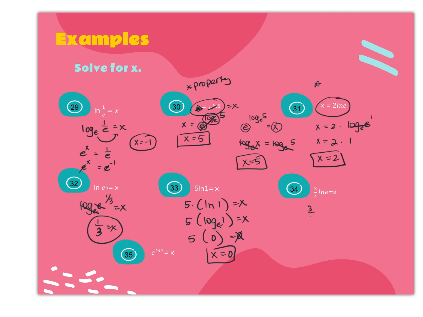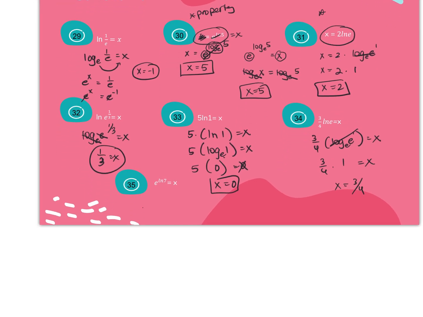And the next one is 3/4 times, again, log base e of e to the first power. This I know equals 1, so 3/4 times 1 equals x, or x is 3/4. And the last one, again, is another one of the properties. That's log base e of 7. And when I have a base and an exponent with the same base, they cancel, and I just get that x is 7.